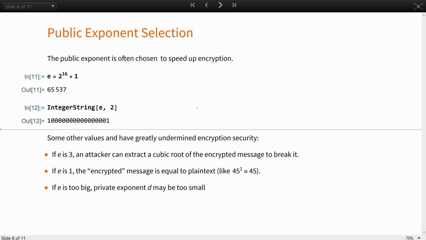For instance, if the public exponent is 3, an attacker can simply extract the cube root of the encrypted message to break it. And if the public exponent is 1, the encrypted message is equal to the plaintext, so it's not encrypted at all. Some implementations instead randomly generate a large public exponent and risk that its inverse, the private exponent, will be too small, opening the door for a whole new class of low exponent attacks.